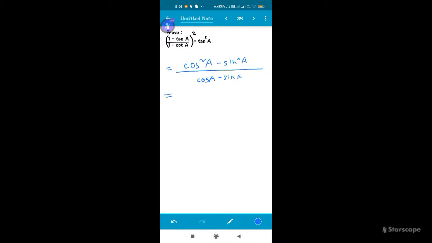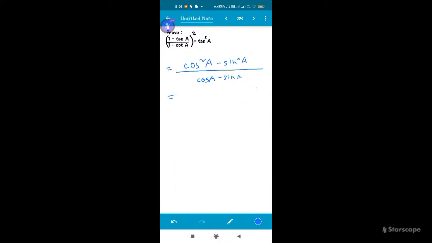So we can write it as a plus b into a minus b, that is cos a plus sin a into cos a minus sin a, divided by cos a minus sin a. So this is getting cancelled. I have written b out here, I'm very sorry for the inconvenience. It will not be b out here, it will be a.